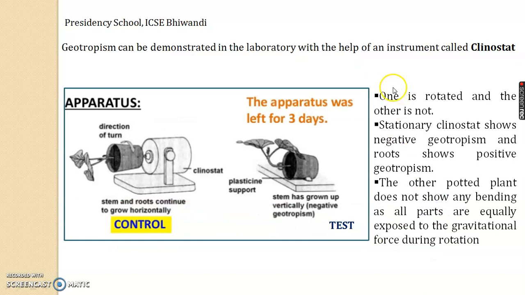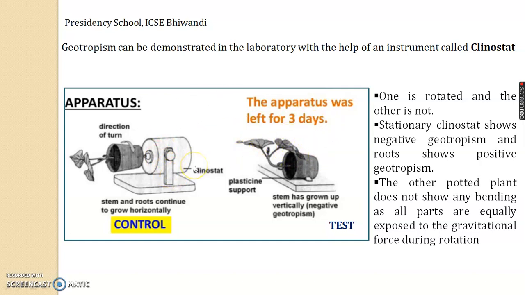Now this geotropism can also be demonstrated in a laboratory with the help of an instrument called a clinostat. This is a very simple experiment where you can see one is control and another one is test. In the control setup, you won't see any change in the bending of the shoot. But in the test, you will be able to see the bending of the shoot and the growing down of the roots, because we are learning geotropism, right? So one is rotated and the other one is not.